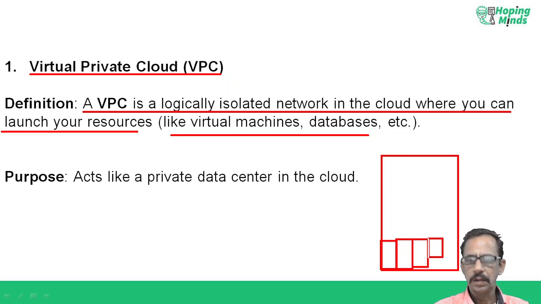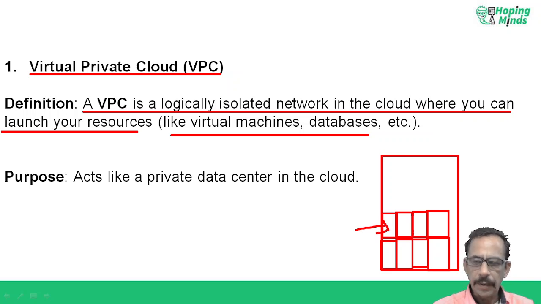Got my point? My drawing is very slow and very poor also. Like this. These are the different apartments at different layers. So the VPC is the same. It's a big cloud network. Inside that, we create some isolated networks, like in apartments, which you can design according to your requirement.